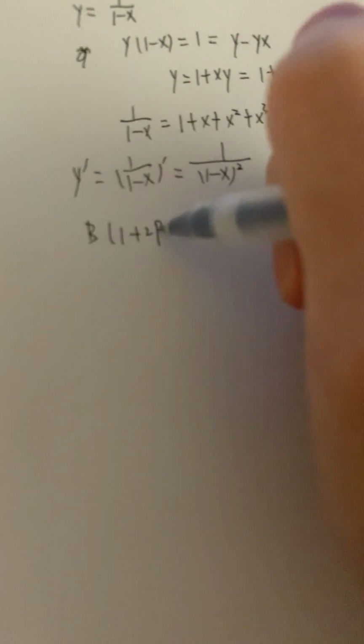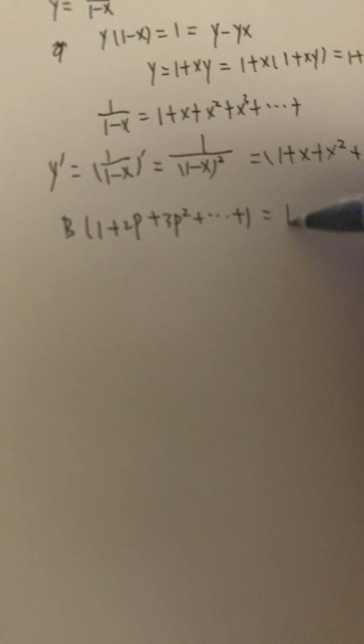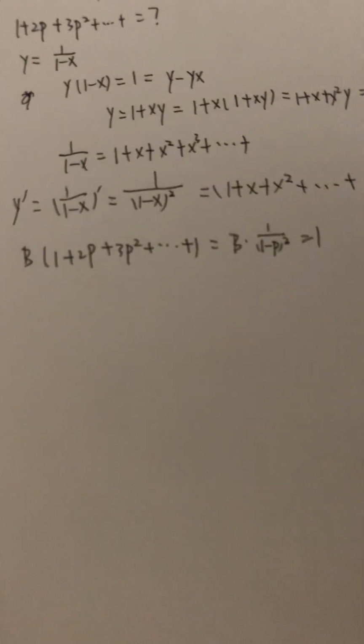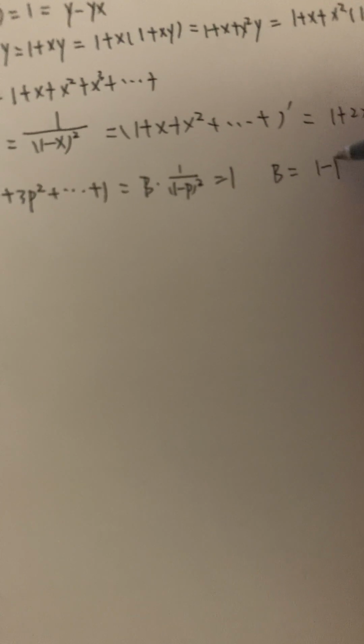So b times (1 plus 2p plus 3p squared plus something) is equal to b times 1 over (1 minus p) squared, which is equal to 1, since we need it to be a probability mass function. So b is equal to (1 minus p) squared.